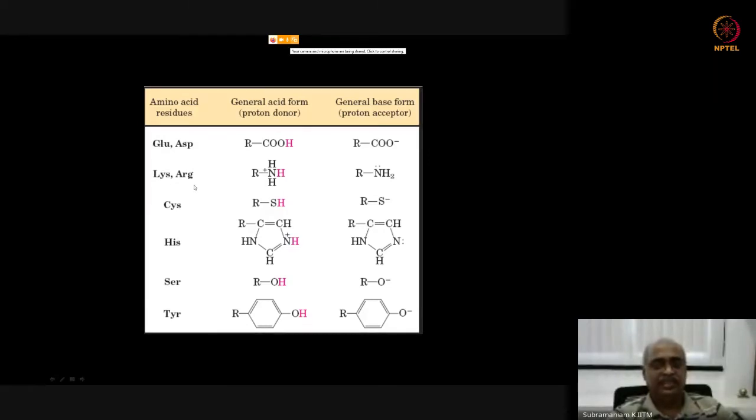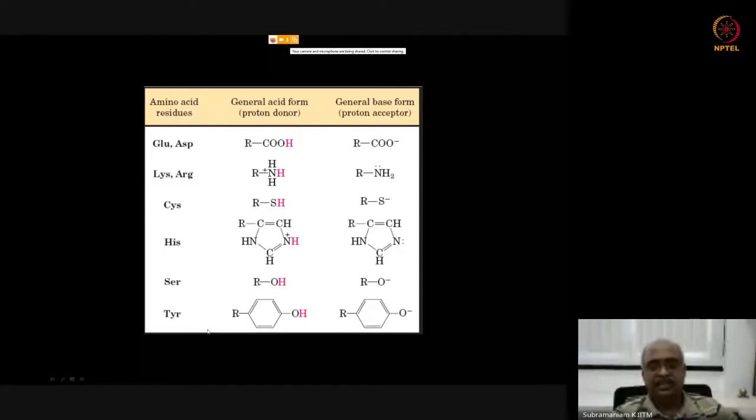Lysine and arginine have the basic amino group, and that can be protonated, in which form it can act as a proton donor, or it can act as a proton acceptor when it is not protonated. And the thiol group of cysteine, and histidine's imidazole group, can act the way lysine and arginine do. And serine's hydroxyl group, and tyrosine's hydroxyphenyl group, similarly threonine also has a hydroxyl group, so they can all participate in acid-base catalysis. This is one of the common mechanisms of enzyme-based catalysis. Acid-base catalysis is not specific to only certain enzymes. Many enzymes use this mechanism.